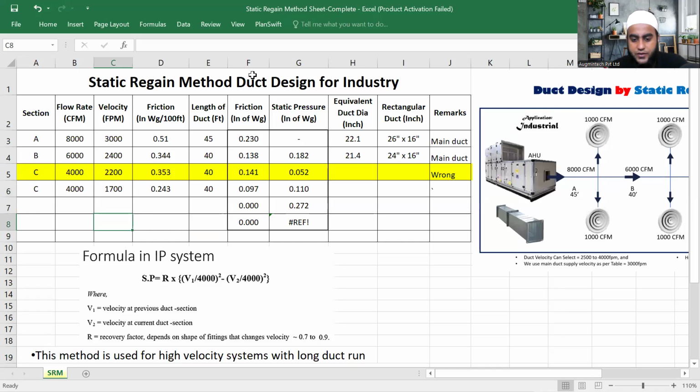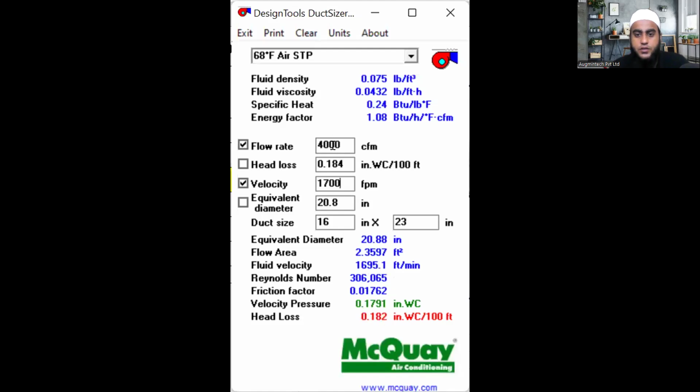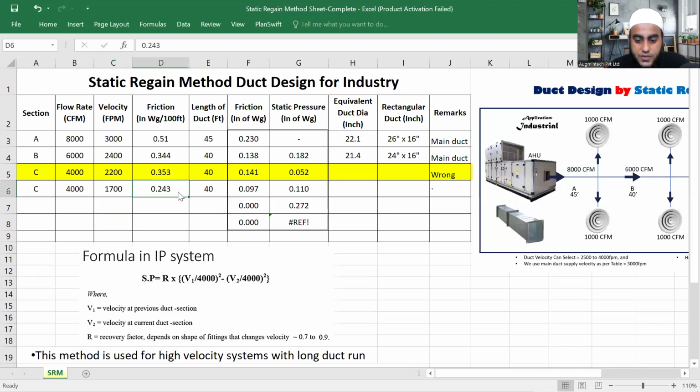Here write down 1700. So for 1700, the friction loss is 0.184. Okay. Now I'm writing 0.184. Now the condition: see, now the friction loss value is coming less than static pressure. So you can select this 1700, no problem.